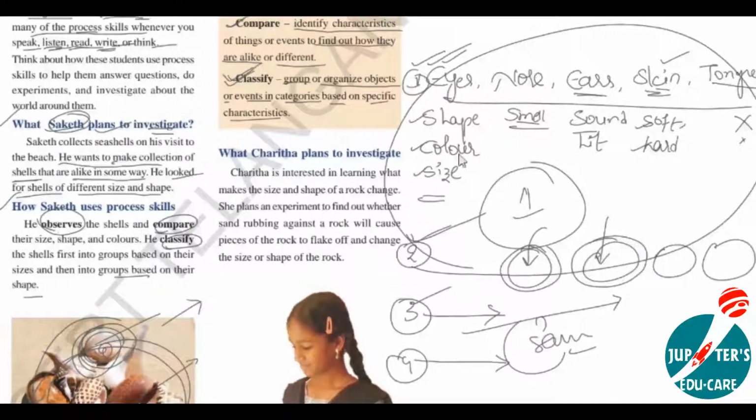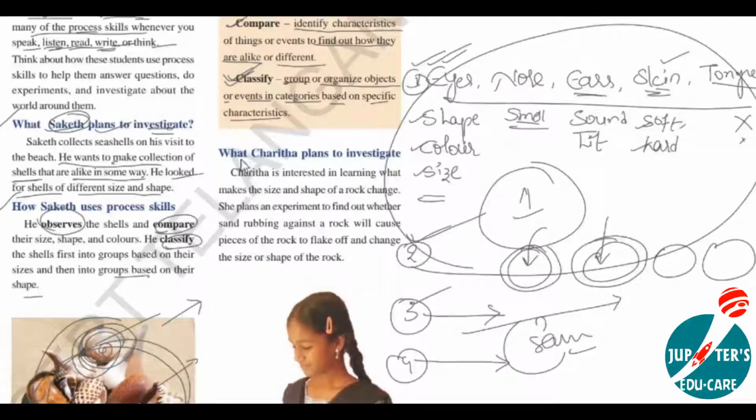So these process skills help the scientist and help students do their work easily, right? And by this we can separate them easily. Here they are all joined and arranged in one group, but by using these process skills he can make them into different groups with their characters. So process skills help in our daily life to do experiments. So three process skills understood: observe, compare, classify.